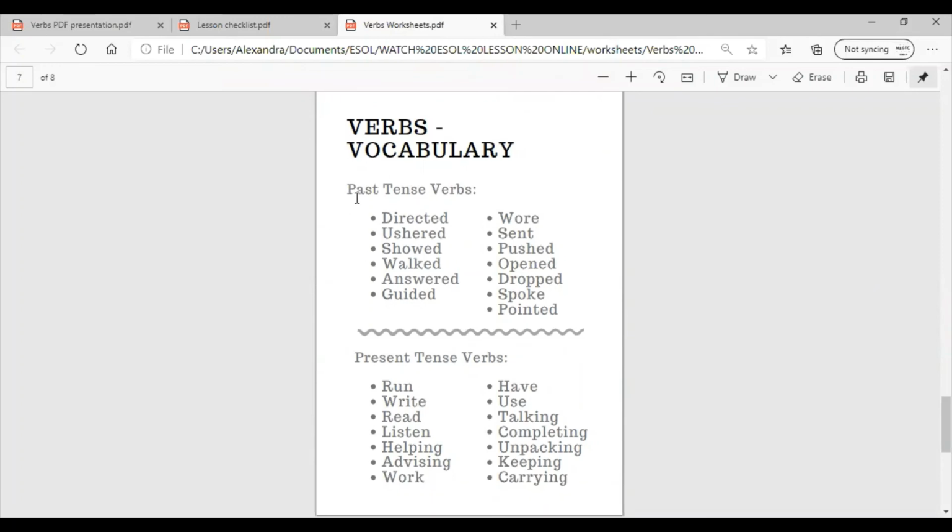Now remember, the past tense is what happened, so you could say I wore a suit last Tuesday. That would be last week, so it's the past tense. Or you could say, I am writing ESOL notes, so that is happening right now in the present.